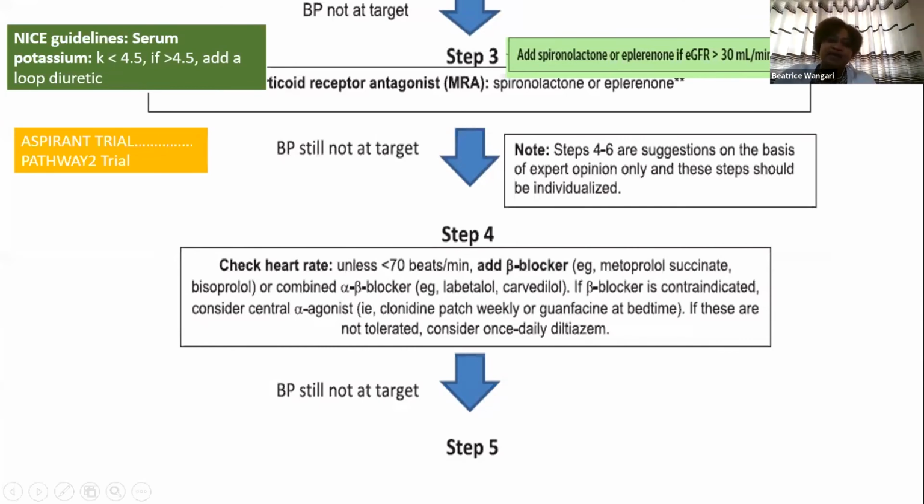So it is recommended that you add on a drug. If the patient does not have bradycardia, the patient's heart rate is more than 70, then you can add a beta blocker, either selective or non-selective, or you can add a centrally acting agonist such as clonidine or guanfacine. And if this cannot be used or is not tolerated, then you can use the non-dihydropyridine calcium channel blocker, diltiazem.